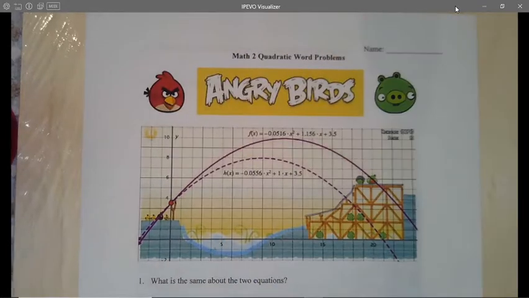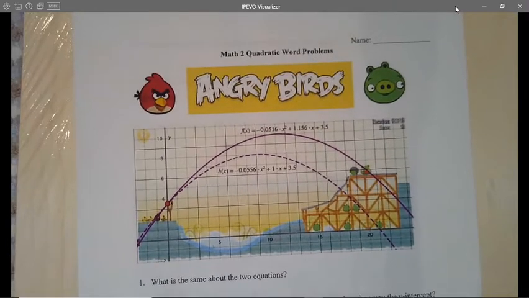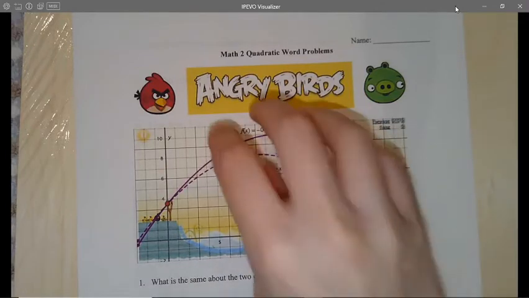Hi everyone. In this section, we're only going to cover how you identify different parts of a graph and in particular applying it to a real world situation. So we're going to be looking at things like the y-intercepts, the vertex, and the x-intercepts, and we're going to try to interpret what they would mean in terms of a situation, which in this case we have Angry Birds.